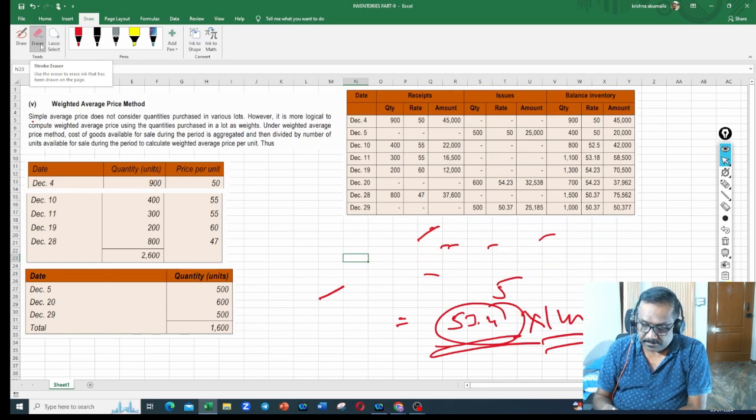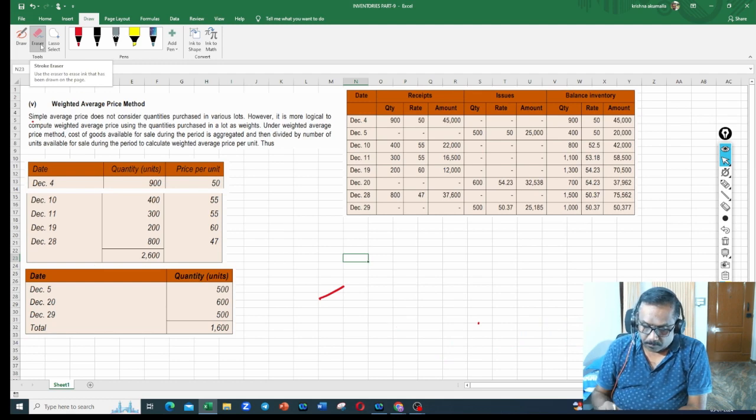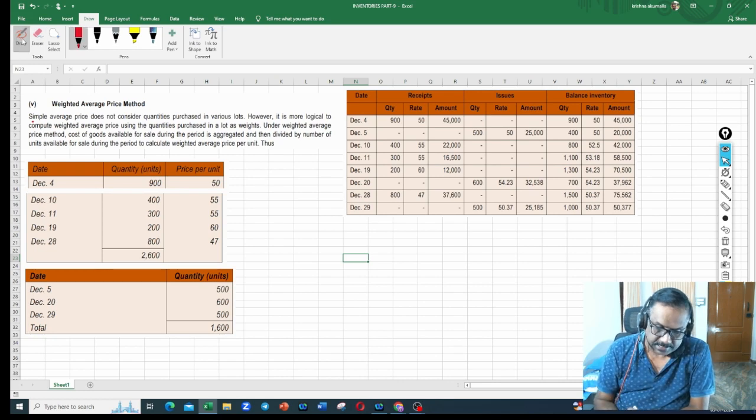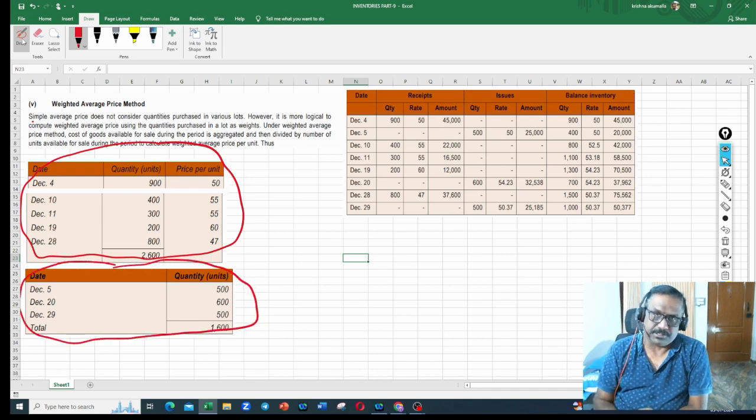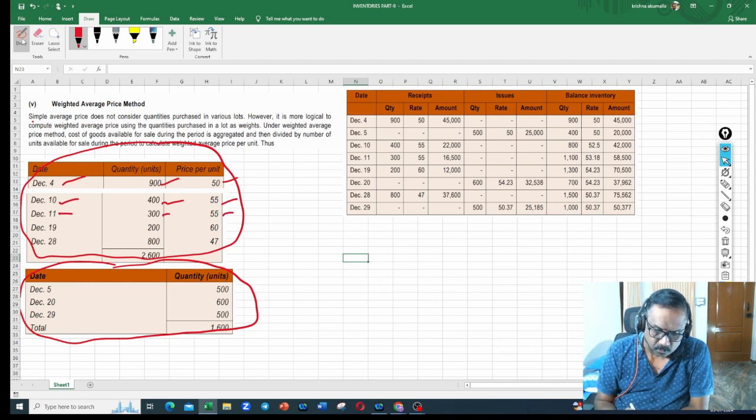Let me clean this up first. Okay, now in this illustration, what we are seeing here are the purchases we made, and these are the issues we made to production. On December 4th we purchased 900 at 50 rupees, and 400 on December 10th at 55 rupees. So on different dates, we purchased different quantities at different prices. In a similar way, we also issued some material on different dates like December 5th, 20th and 29th.